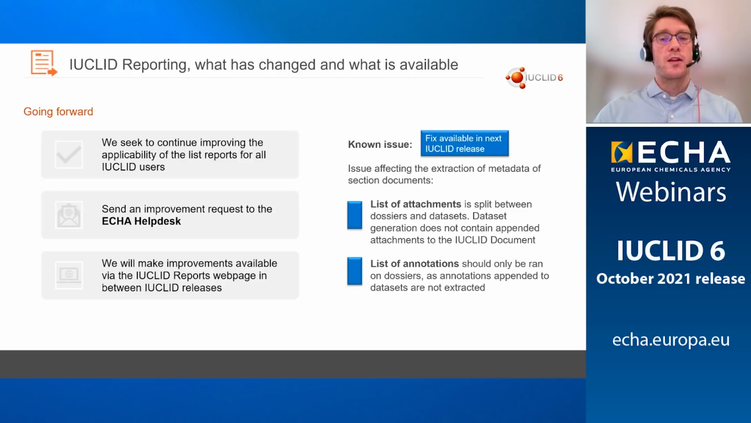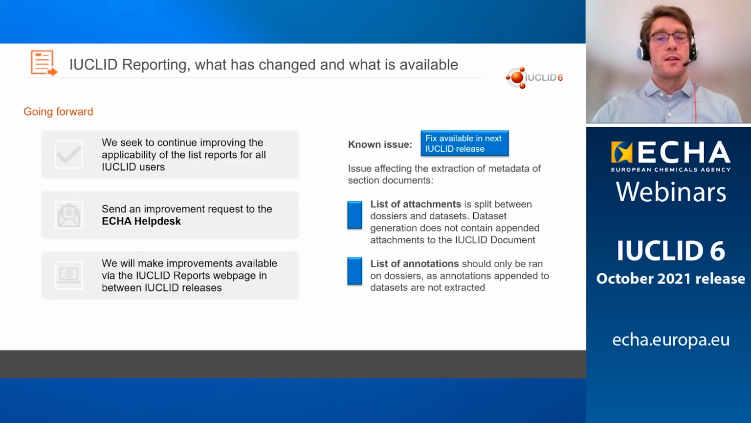And please bear in mind when generating the dataset version of the attachments report, the attachments which are appended to a Euclid document as metadata are not contained in this report. So if you want these particular attachments, you will need to create a dossier from the dataset and then generate the list of attachments report.